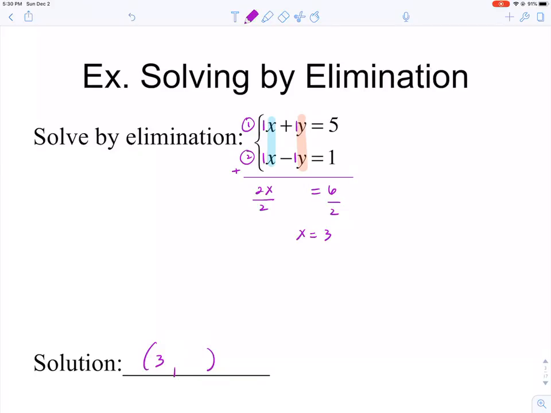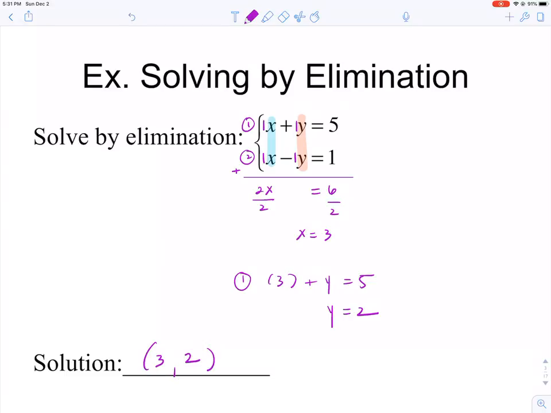And then just like in substitution method, we can plug x equals 3 into either of the equations in order to solve for y. So since in the first equation y has a coefficient of 1, I'm going to take the first equation and substitute 3 in for x. Okay, you could use either equation though. And then now if I subtract 3 on each side, we will get y is equal to 2.